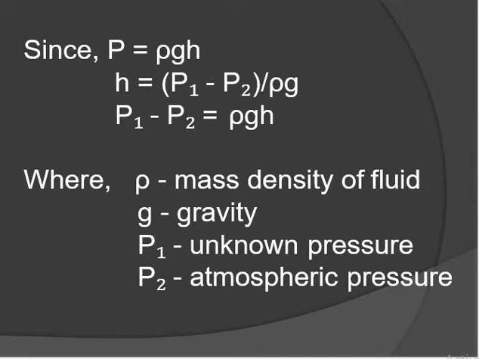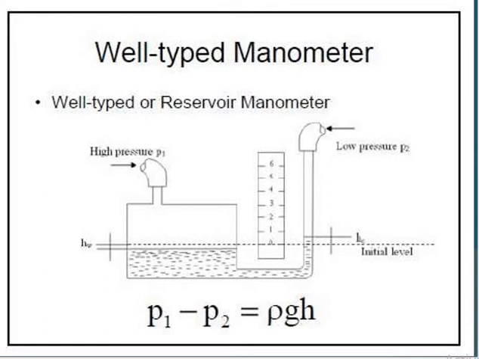So now we can see the well-type manometer. Well-type means one container will be there. In that container we are going to keep water or mercury, and then we are going to measure the pressure difference.